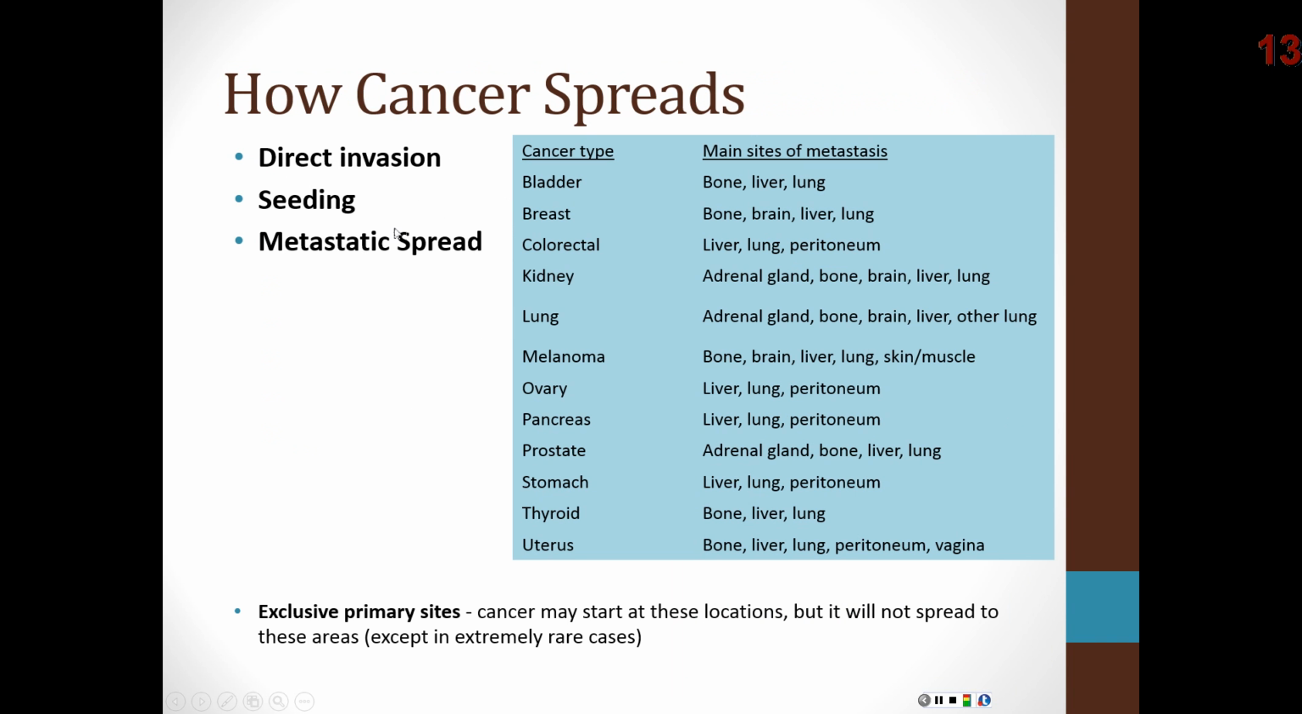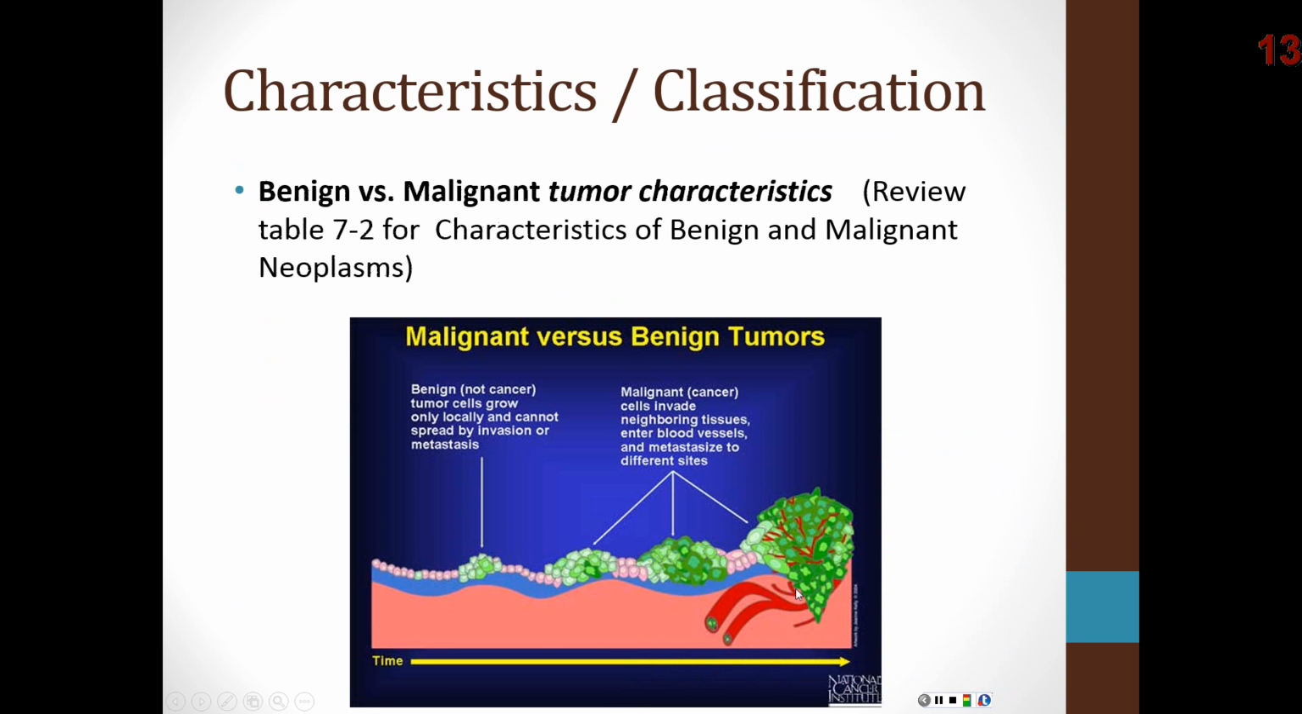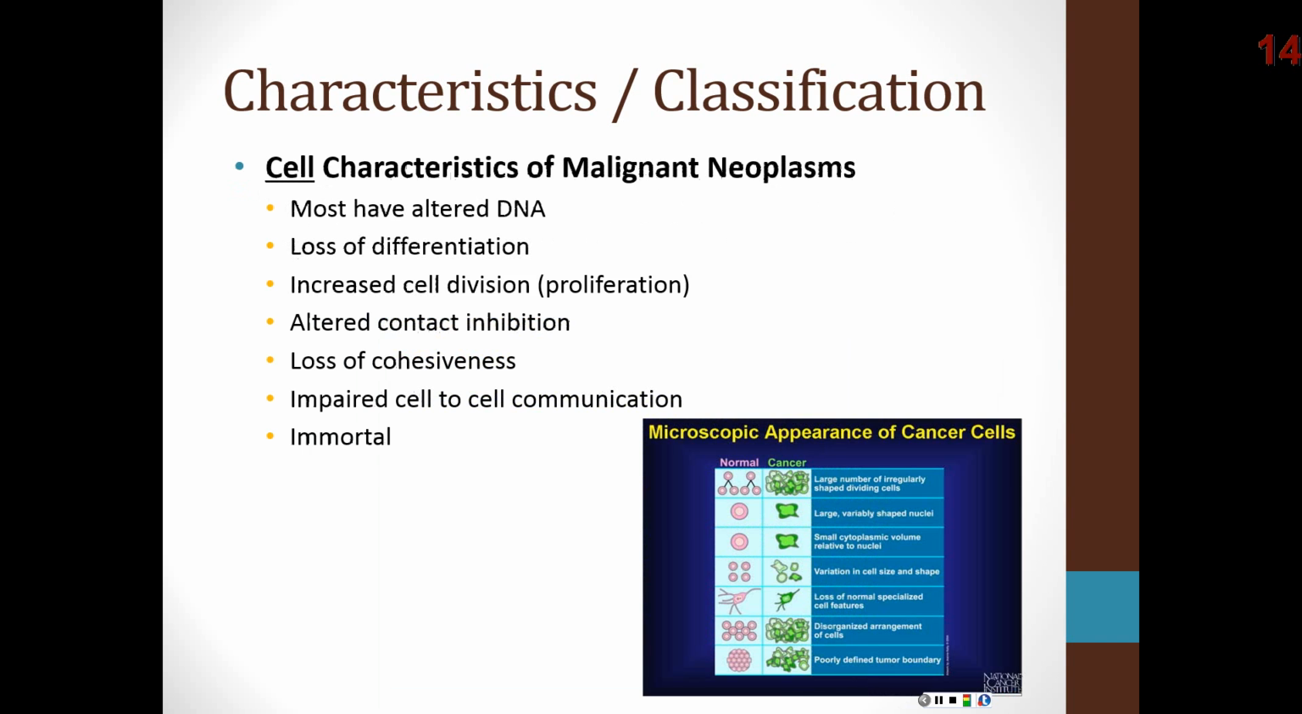Alright, so then how does cancer spread? This is really building off that lack of cohesiveness, lack of communication. We have 3 terms that we use in terms of how the cancer spreads. One is direct invasion. That's what our picture back here really looked like. If you have cancer of the stomach, it may spread to the pancreas. That's right next door. It's direct invasion into adjoining tissues.